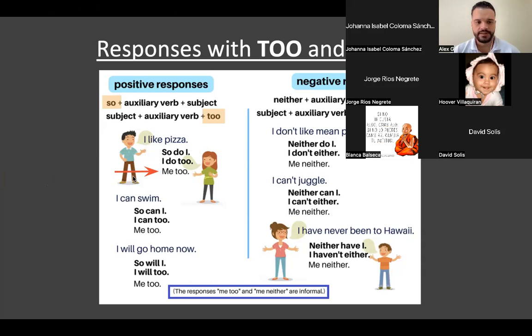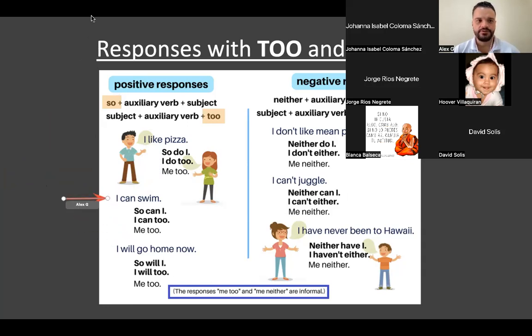What about this one here? Blanca, can you please read this one? Yes. I can swim. So can I? I can too. Me too. Excellent. Very good, Blanca.